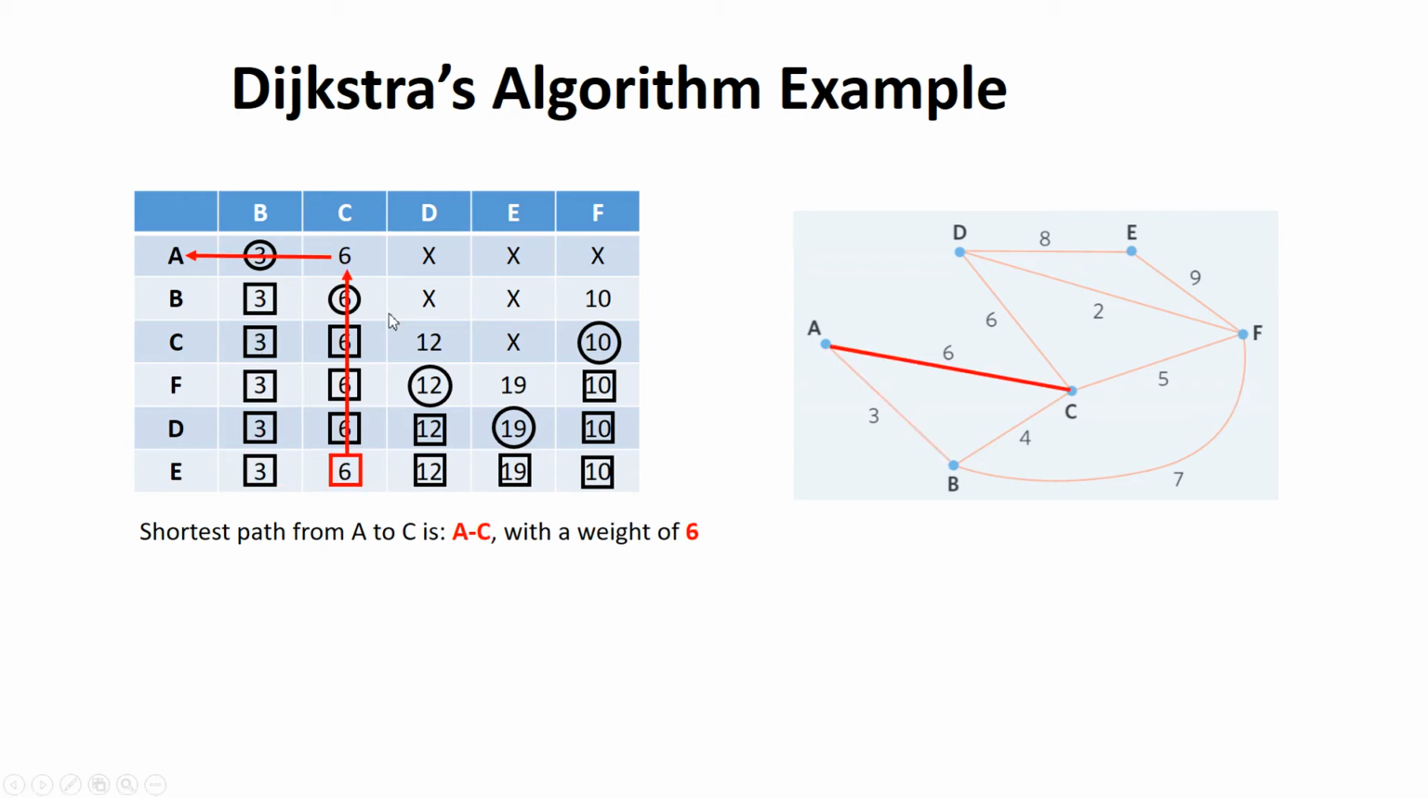Let's look at now from column C. So C starts with the 6. We go all the way up till it changes. It doesn't. It goes right to the top, and then we go across to A. So A to C represents the length or the weighting of 6.